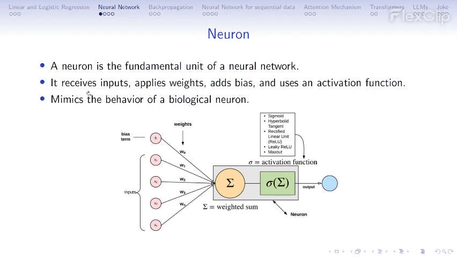In the neural network or machine learning context, a neuron is a fundamental unit of a neural network, the basic unit, and it receives input, applies weight, adds bias, and uses an activation function. And it mimics the behavior of a biological neuron, as I said.